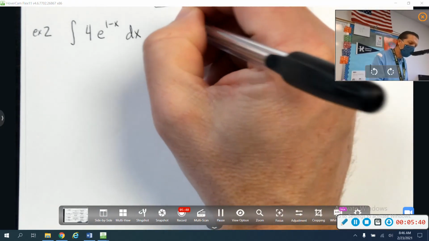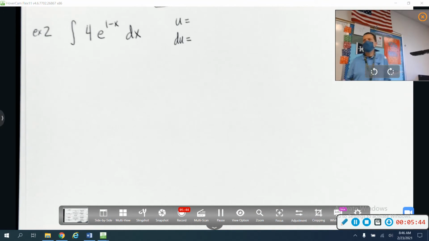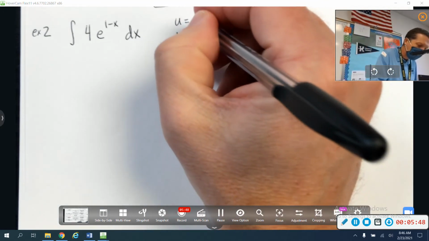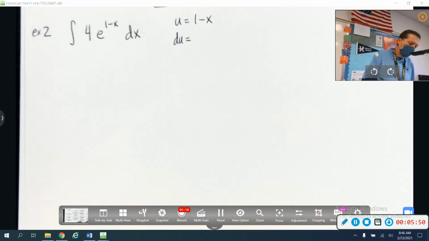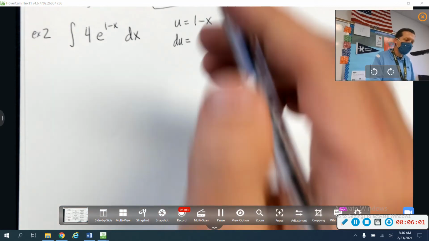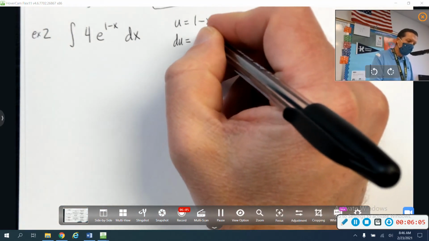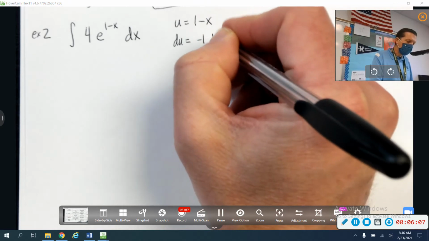What do we think u should be? 1 minus x. I don't know when it would not be the exponent. I'm sure there's some situation somewhere where that wouldn't work, but for us, if there's an e to a power, u is almost always going to be the power. So du is negative 1 dx.